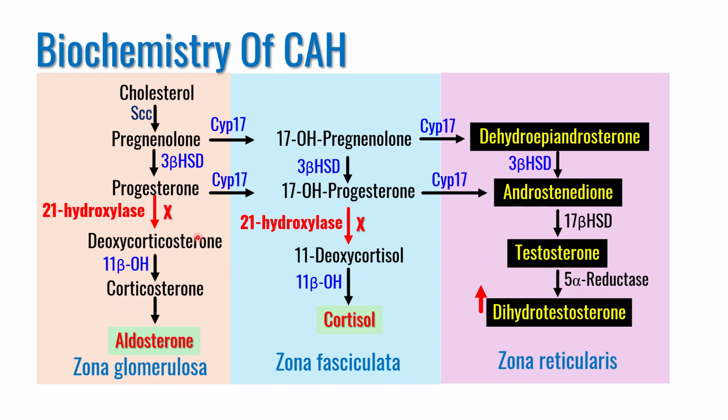So what is the biochemical basis? The biochemical basis is the mutation or deficiency of 21-hydroxylase enzyme. As a result of that, the concentrations of aldosterone and cortisol are depleted, whereas there is a corresponding increase in the upstream substrates, which are funneled into the zona reticularis, where the synthesis of sex hormones takes place. There is an excess of androgen production, which leads to the manifestation of symptoms.